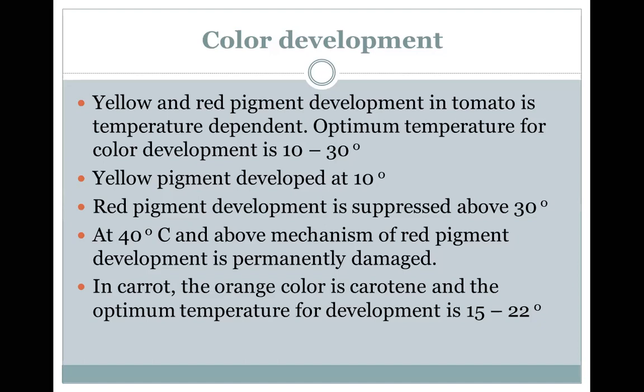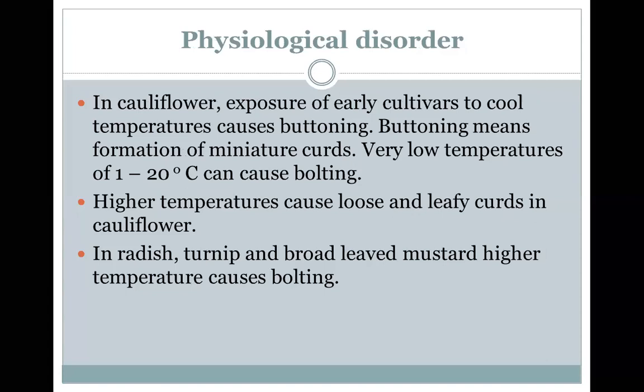And in carrots, the orange color is carotene, and the optimum temperature for this color development is 15 to 22 degrees Celsius. Then the effect of temperature on the physiological disorders means if the temperature is very high or very low, some physiological disorders may occur in the vegetables. So here we can take the example of cauliflower. When it is exposed to cool temperatures, buttoning may be caused. Buttoning is when heads are very small, like buttons, right? So miniature curds, the curds of the cauliflower will be very small. That is known as buttoning.